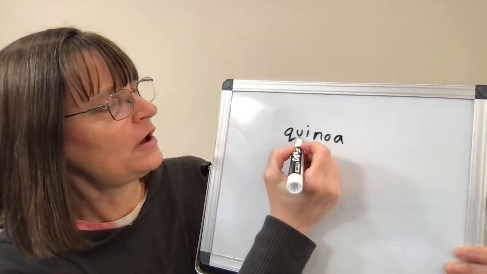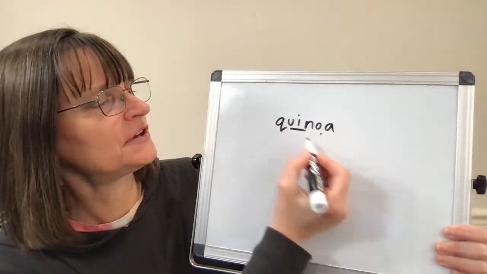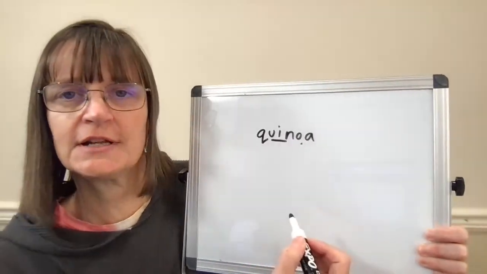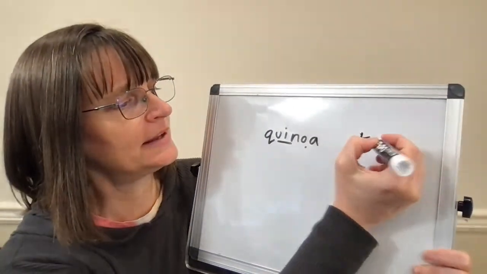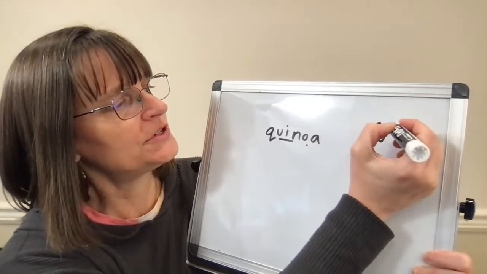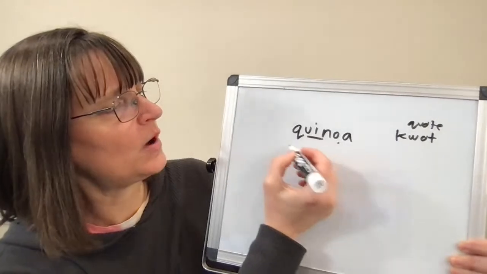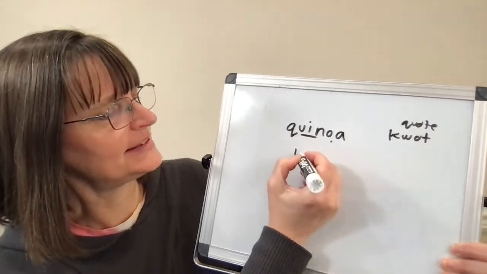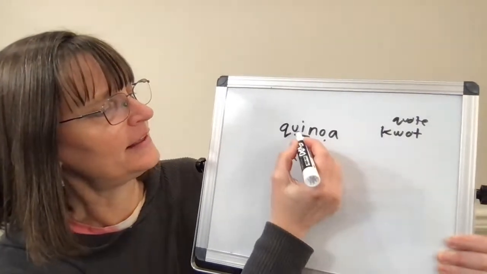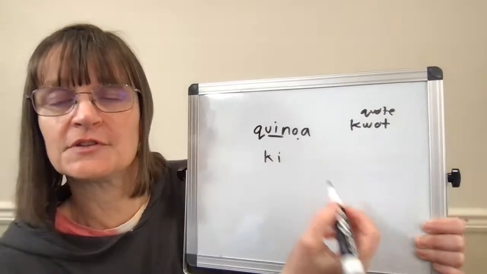So quinoa has first syllable stress. The QU usually in English is going to say "qua," like in quote, for example. In quinoa, however, it just says the K sound. And then the I says the E sound. So this is an example.